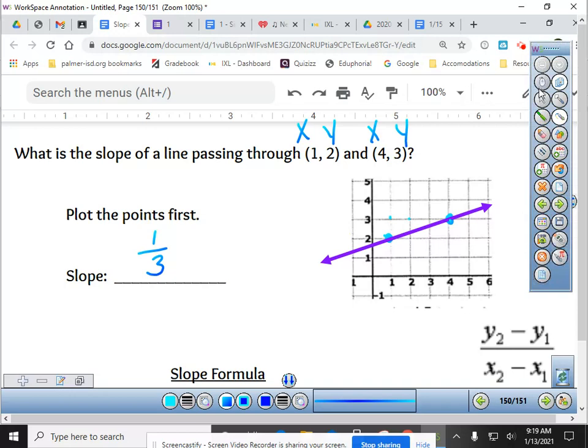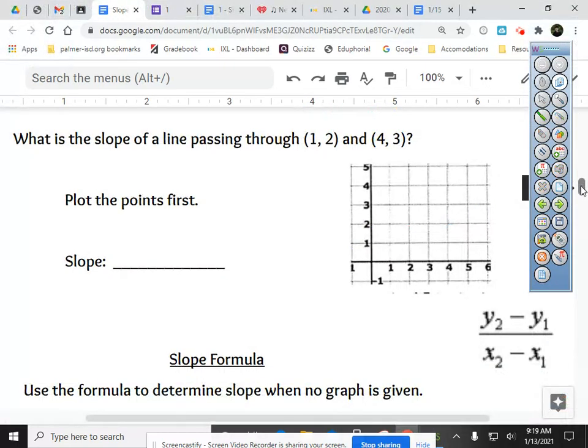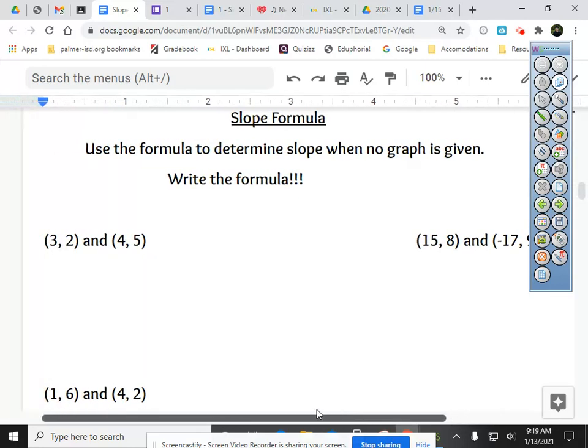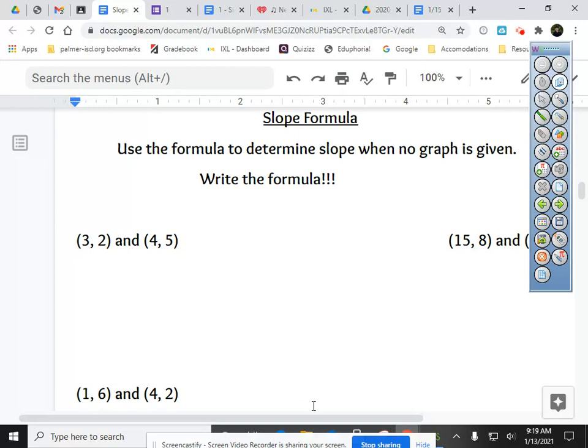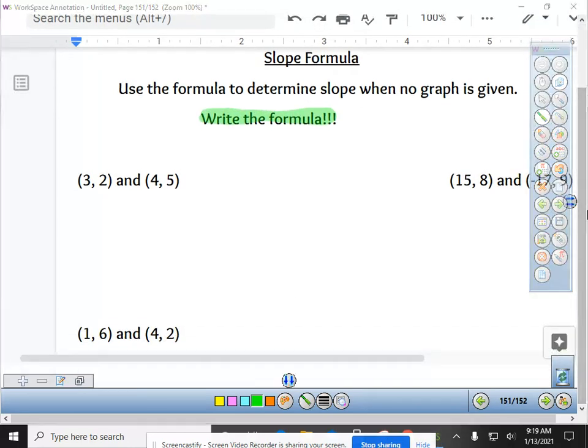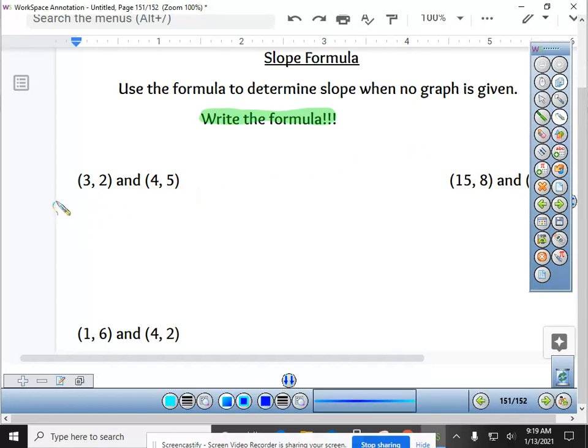Okay, now the fun begins. Are we ready? Pencils down, rulers down. You need nothing. We are going to use the slope formula to determine slope when no graph is given. And I write the formula with a whole bunch of exclamation points. Why do you think that is? You want to yell it at us? Every single time, write the formula. You need to pay attention. So the formula is y2 minus y1 divided by x2 minus x1.